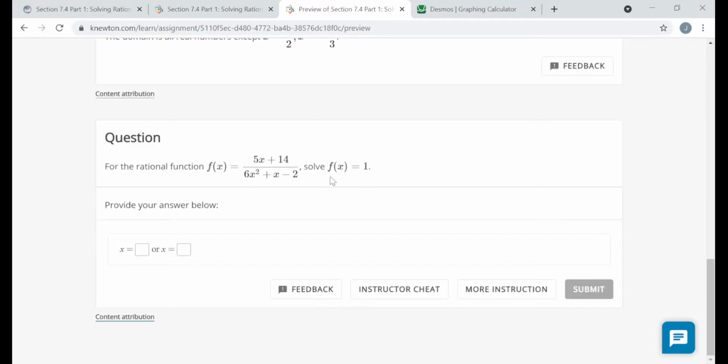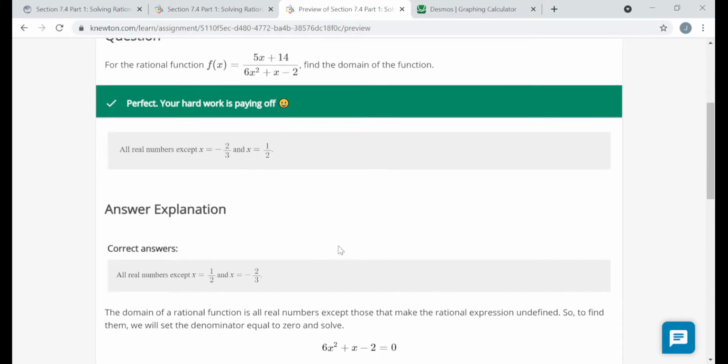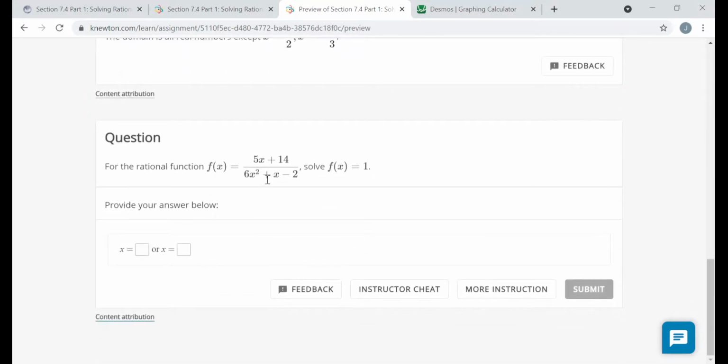Oh, now we're going back to the graph, right? So see this, right? It continues on. So same function. It's the same function as earlier, 5x plus 14 in the numerator, 6x squared plus x minus 2 in the denominator. And we're asked to solve the following equation. When is f of x, right? When is the output 1? Right? When is the output equal to 1?